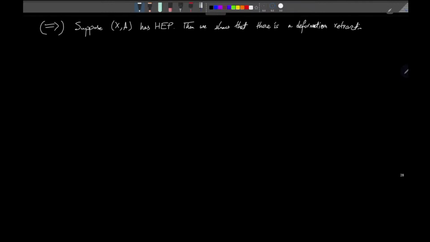So we are coming back and showing this. Suppose x and a has the homotopy extension property, then we show that there is a deformation retraction of x cross I to whatever this monstrosity is. Yeah, we will come back and show this.